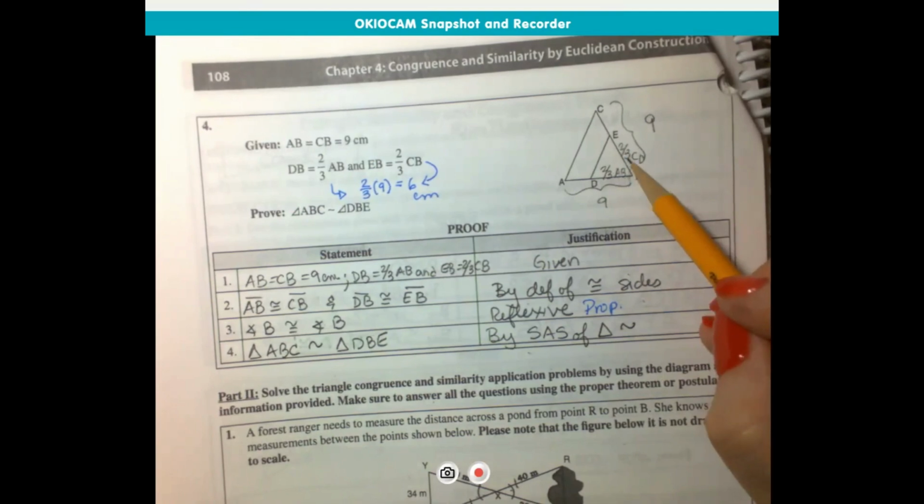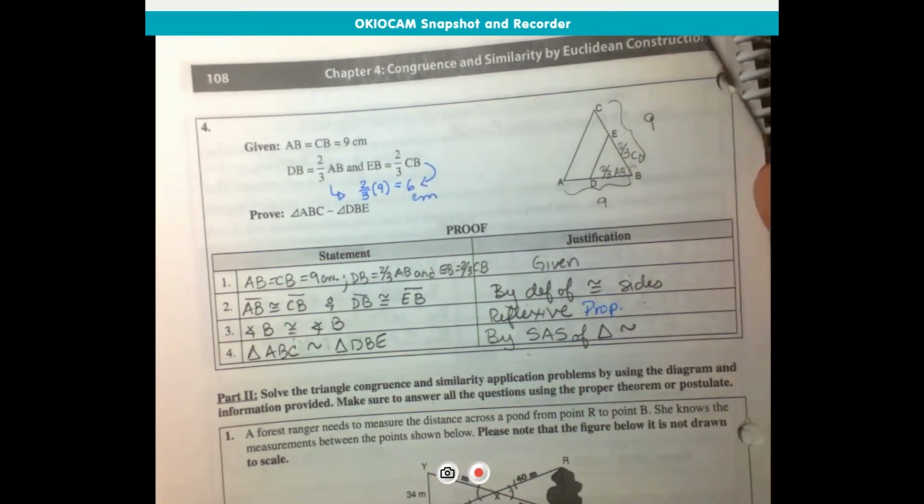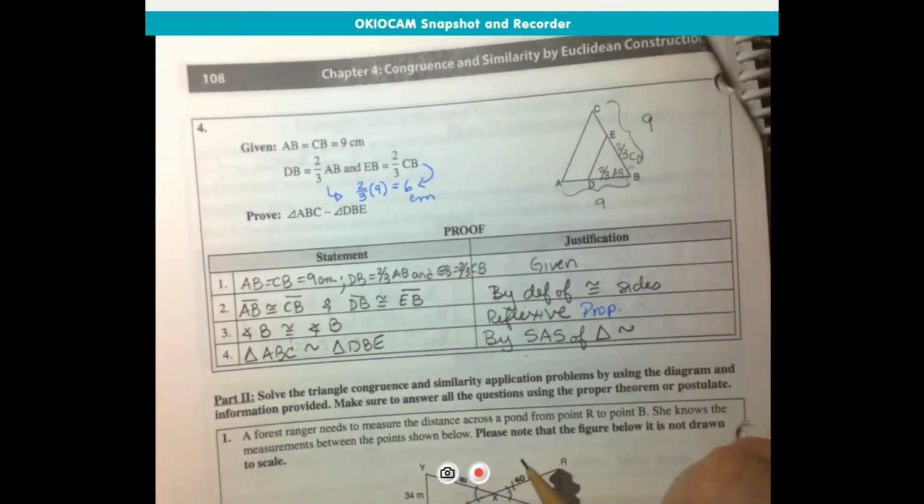Because if you reduce it, it's 2/3 of reduction, right? 6 over 9 is 2/3. So 2/3 is the ratio. So obviously they're similar.